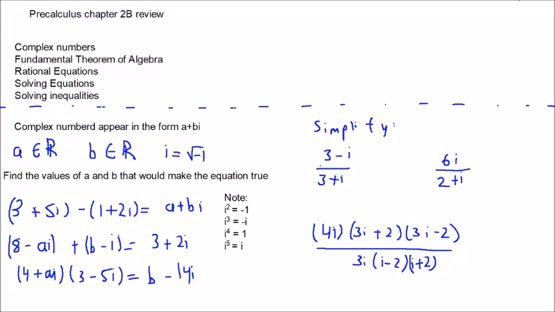Welcome to the second part of the review for Chapter 2 for Calculus: Graphical, Numerical, and Algebraic. Today we're going to be covering 2.5 to 2.9, which is all the way from complex numbers to solving inequalities.